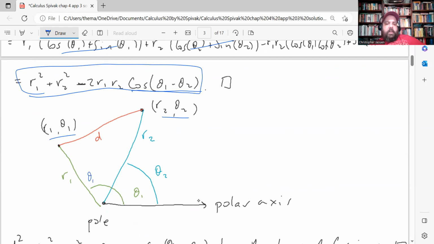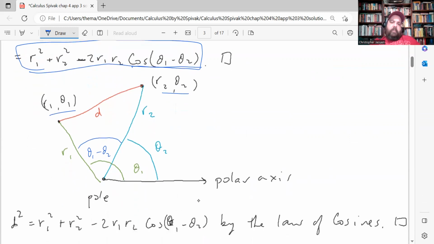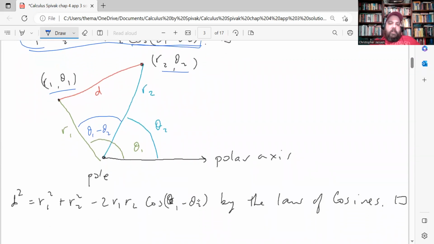This angle is theta 1 minus theta 2. The opposite side to that angle is the red line segment. The green side r1 and the blue side r2 are the other sides of the triangle. So if you find the square of the length d using the law of cosines, notice you get exactly the same thing. So it's just a statement of the law of cosines. Okay, that's question number 1.